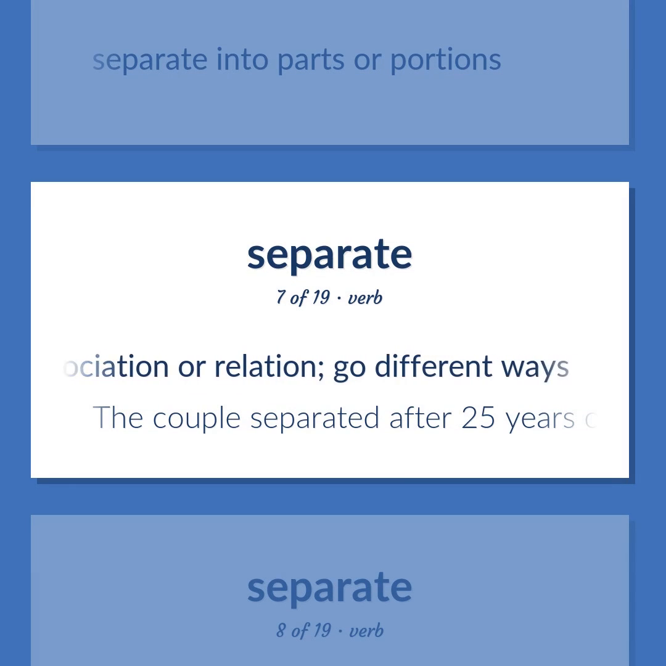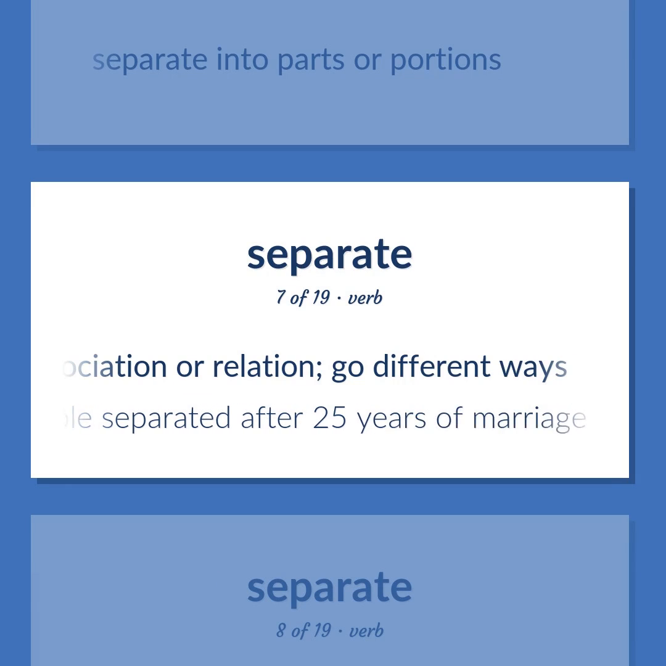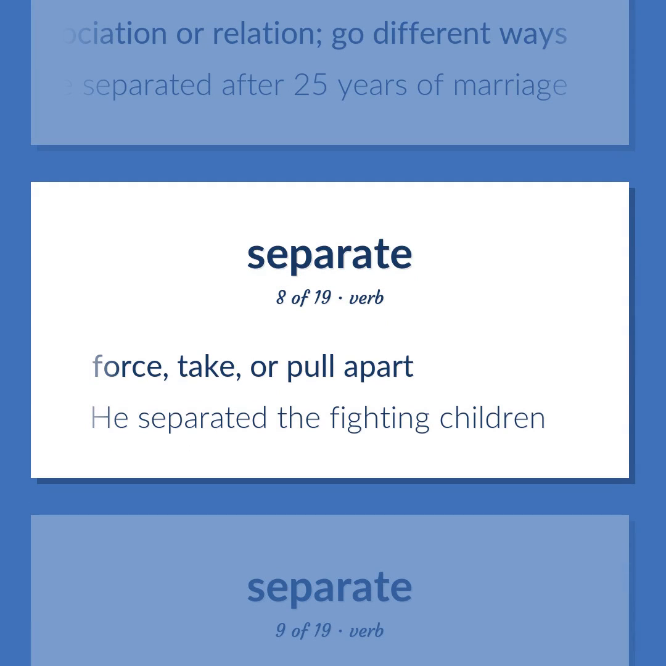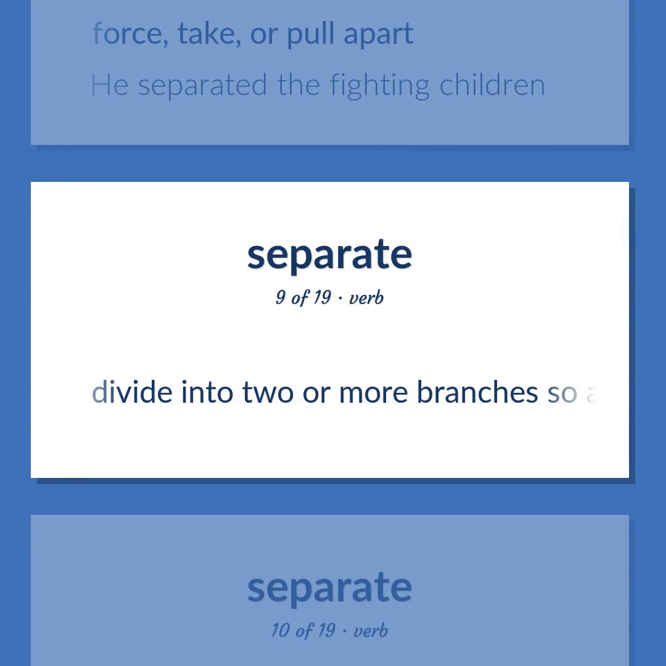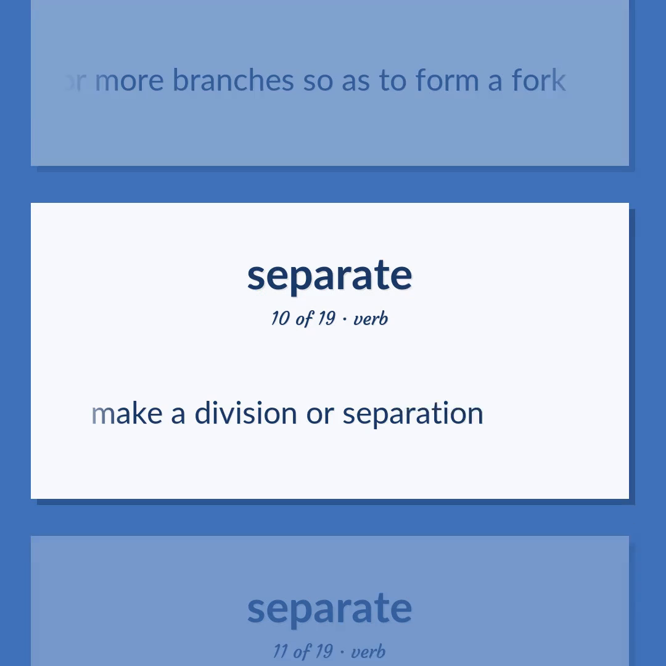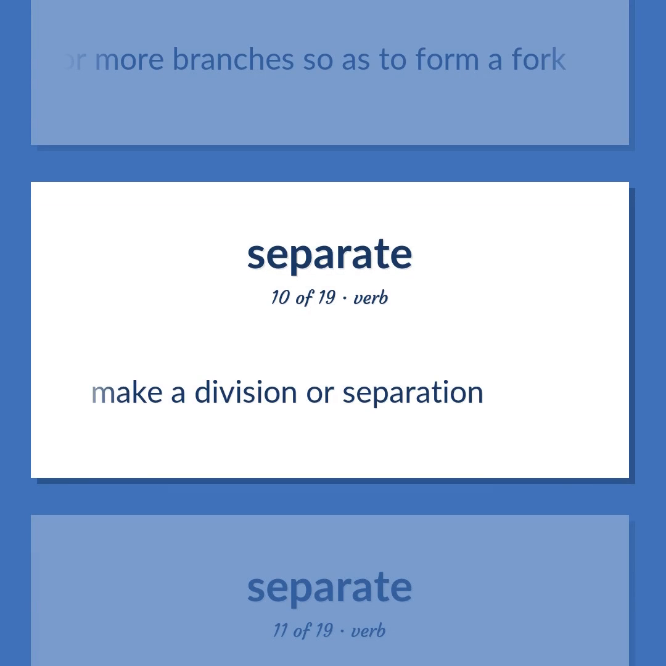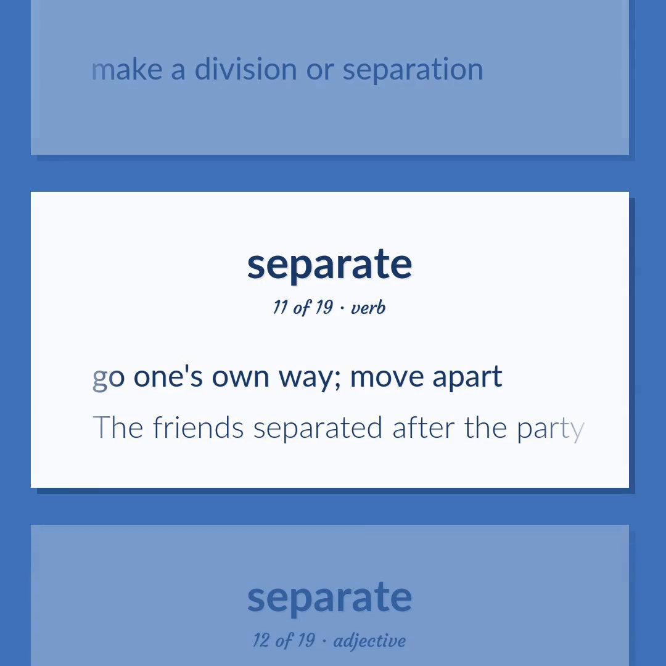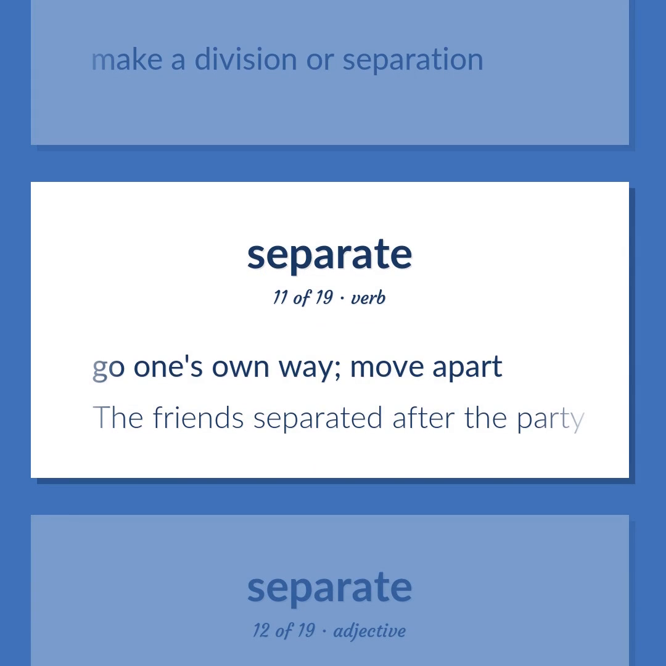Go different ways. The couple separated after 25 years of marriage. Force, take, or pull apart. He separated the fighting children. Divide into two or more branches so as to form a fork. Make a division or separation. Go one's own way. Move apart. The friends separated after the party.